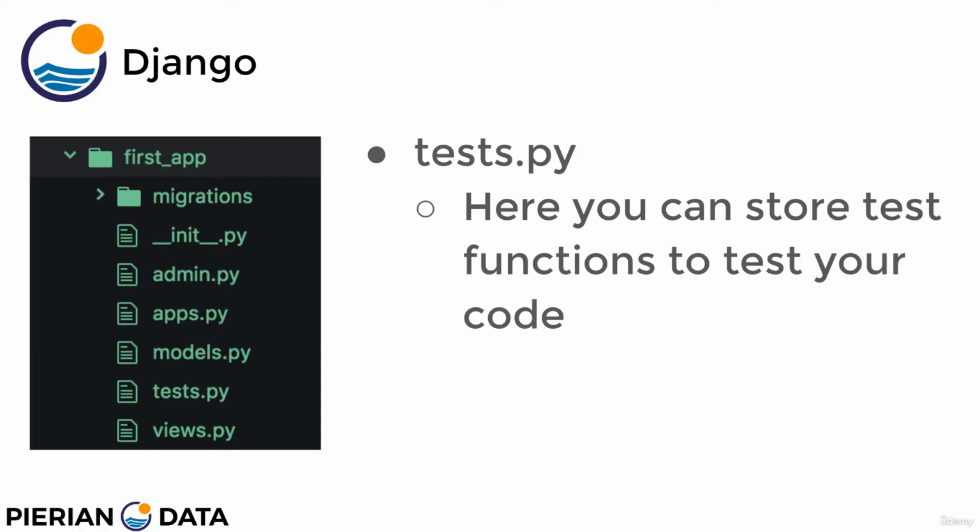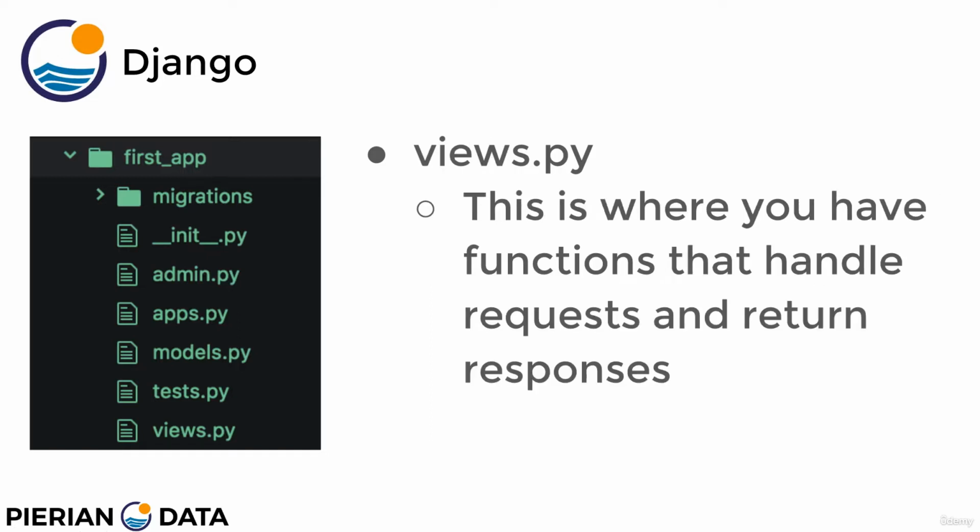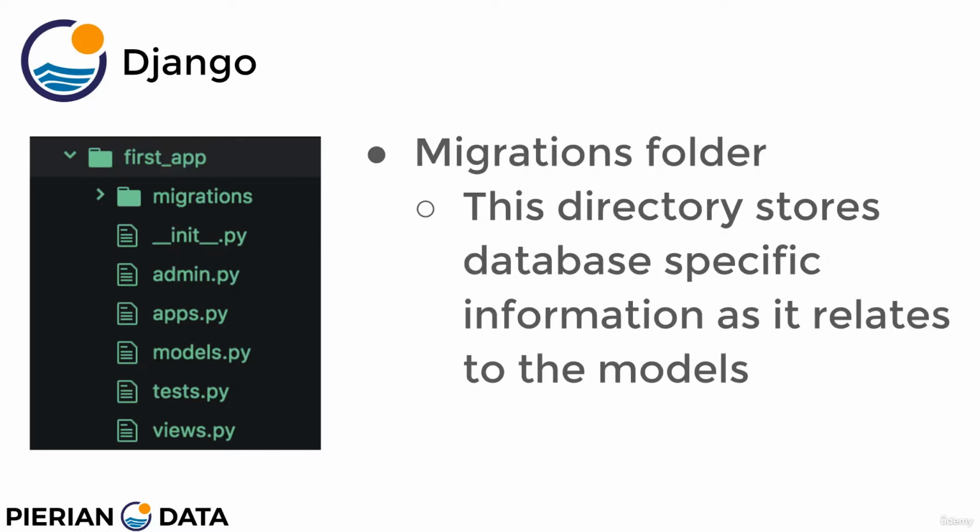Then we have the tests.py file, and this is where you can store a series of functions to test out your application's code. Then we have views.py, which is where you can store a series of functions that handle requests and return responses. Then finally we have that migrations directory, or migrations folder. And this directory stores database-specific information as it relates to the models.